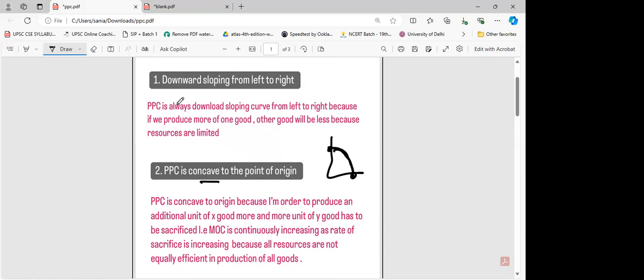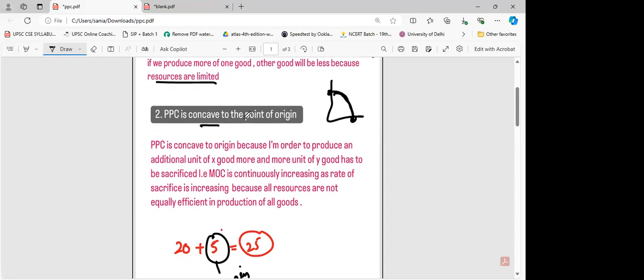Clear? So PPC is always downward sloping from left to right, because if we produce more of one good, the other good will be less because resources are limited. This we know. Why is it coming down? If you produce more of one good, automatically the other one will come down. That's why. Then PPC is concave to the point of origin, in order to produce an additional unit of X good, more and more units of Y good have to be sacrificed. So, just write it. Because MOC is continuously increasing as the rate of sacrifice is increasing, because all resources are not equally efficient in production of goods.